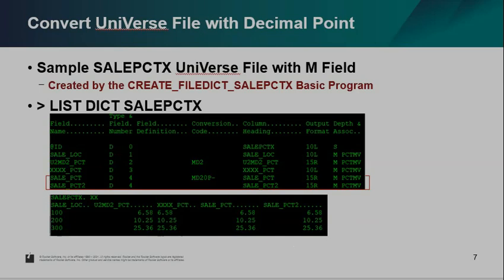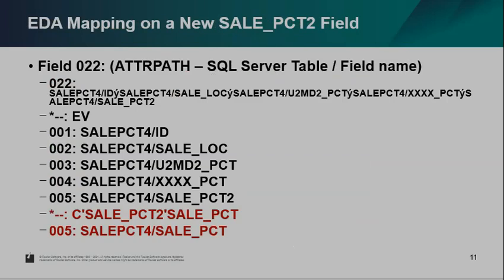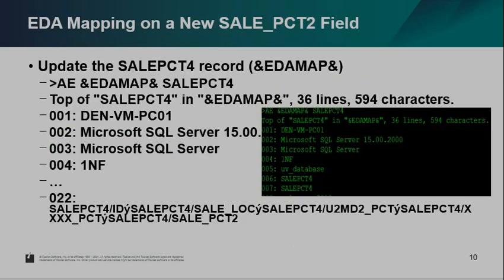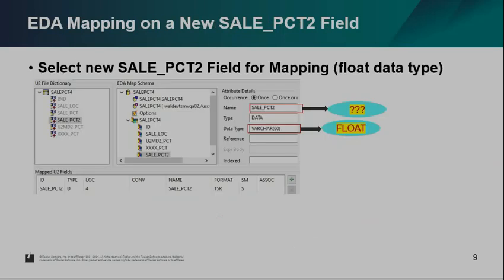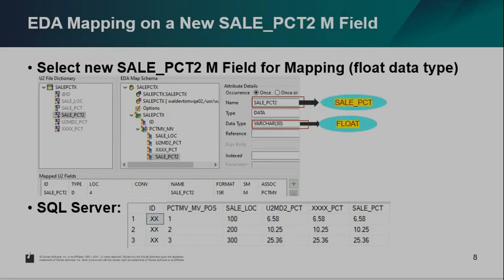So if you look at the mapping, after mapping for, actually, is M field. So when you have this, I test on the called sales PCTX file.